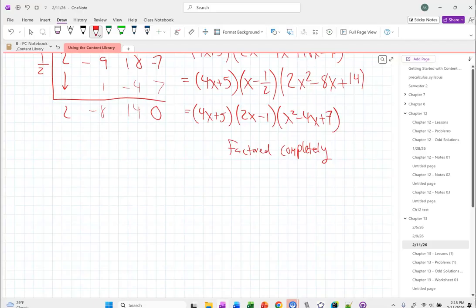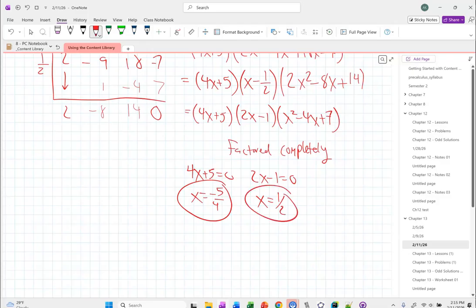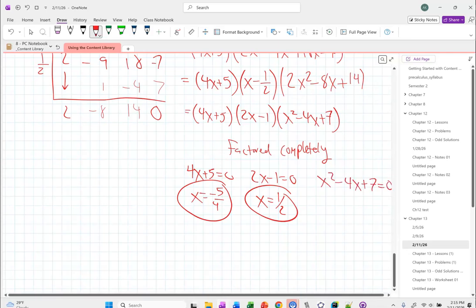All right. So if I want the zeros, that's what we're looking for, right? So I can do the zero product property. So there's my negative 5/4. We knew that already, though, because we got the remainder 0, right? And there's the positive 1/2, and we knew that already because we got the remainder 0 when we synthetically divided again. And then this guy, we can set equal to 0. How are we going to solve that?